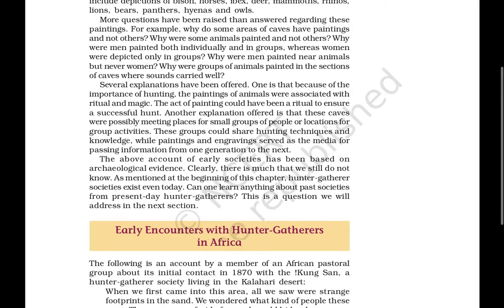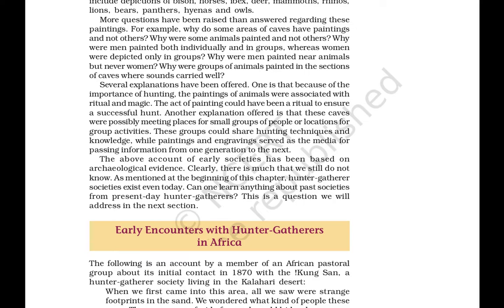Several explanations have been offered. One is that because of the importance of hunting, the paintings of animals were associated with ritual and magic. The act of painting could have been a ritual to ensure a successful hunt.